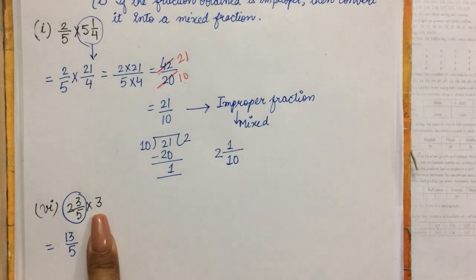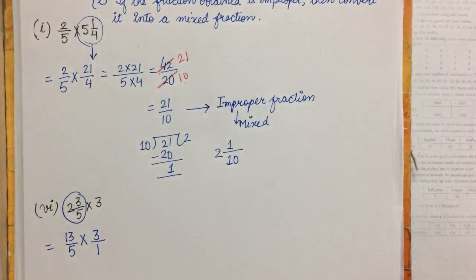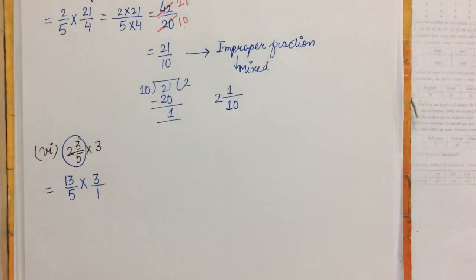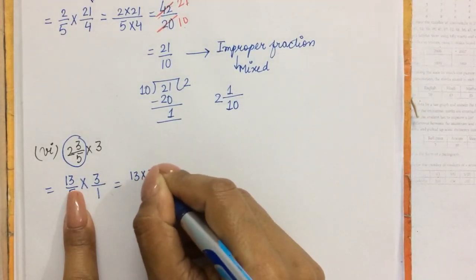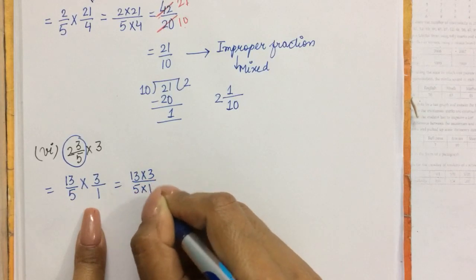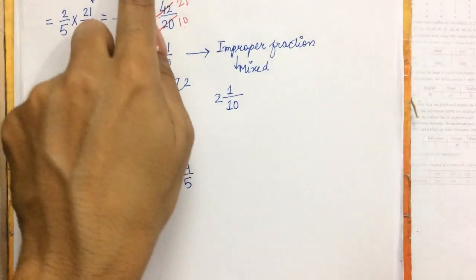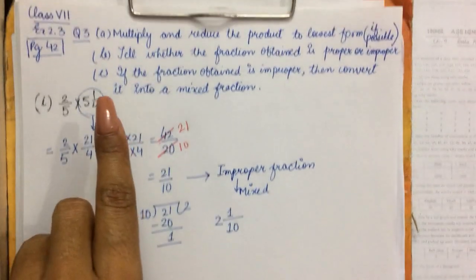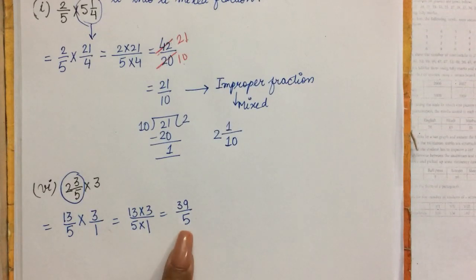Now to write 3 as a fraction, I have to write 1 under it. So 1 will be in the denominator. Now I have two fractions to be multiplied. Let's multiply the numerators together, denominators together. So this gives me 39 by 5. I have done the first step, which was multiply. Multiplication gives me 39 by 5.